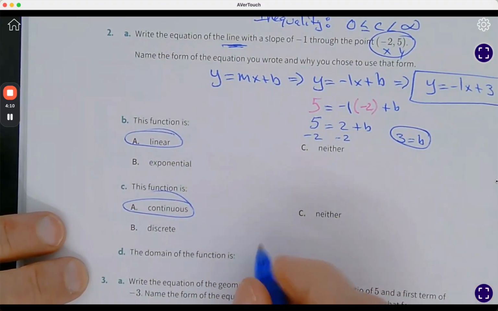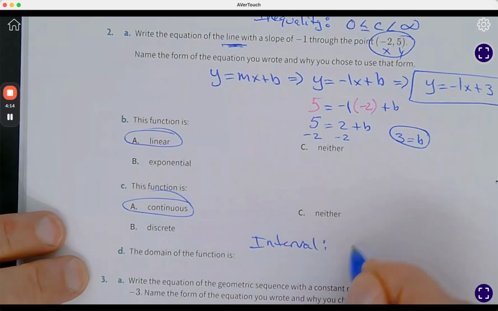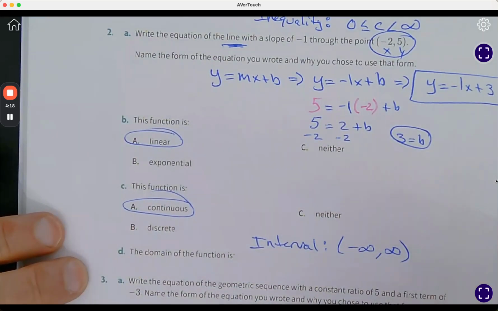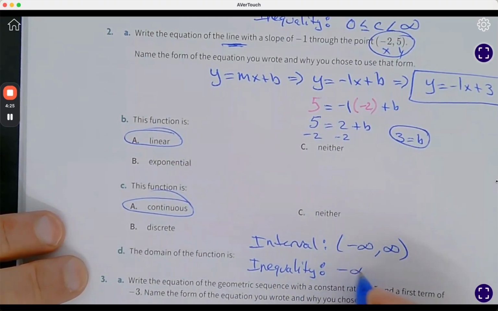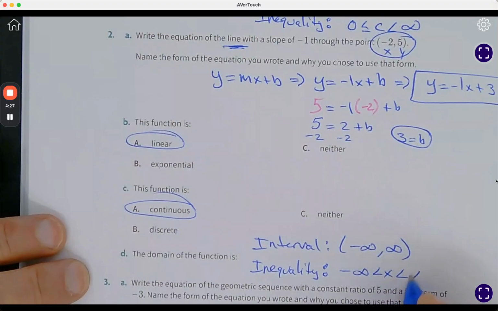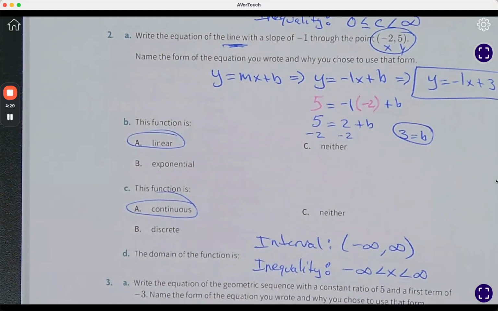The domain is going to be interval, -infinity to infinity. Any x value works. There's no restrictions on x. Inequality. Remember, the domain is the input values. Boom. There we go. Moving on.